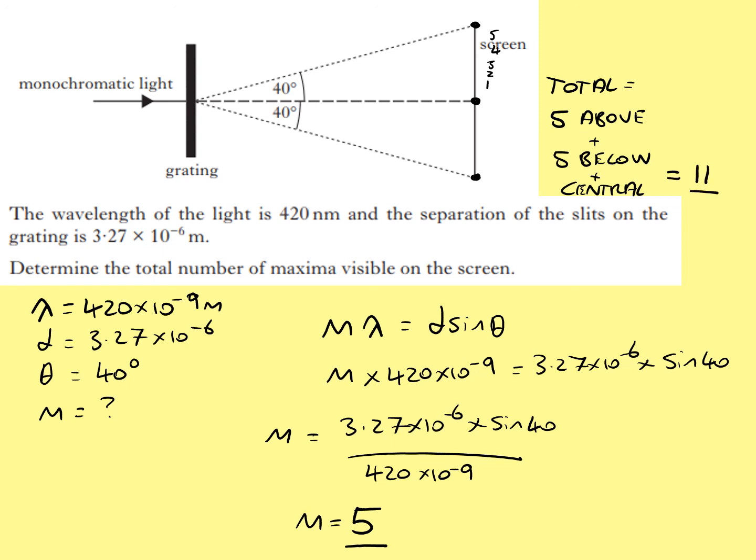So this is a difficult question. There's no reason why you shouldn't be able to get 3 marks out of 4 for this just by working out the order of maxima. However, getting that final value of 11 for the total number of maxima, that's going to be an A-type question.